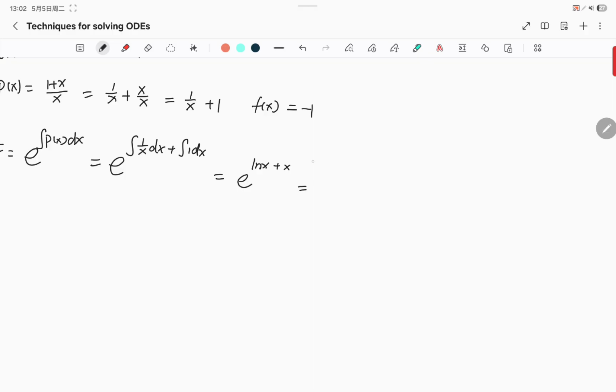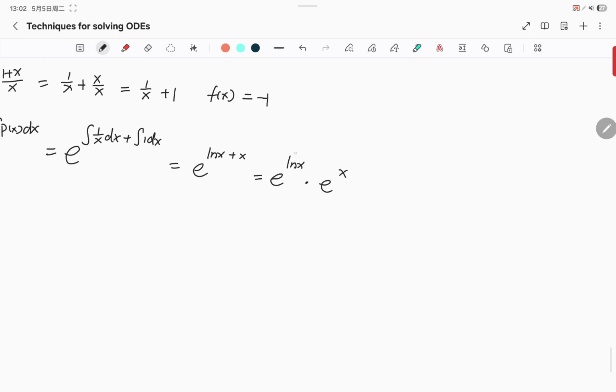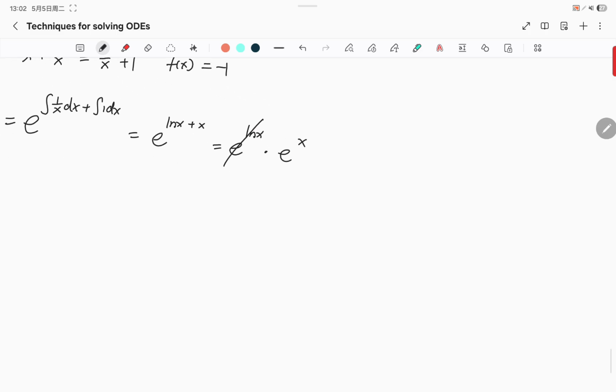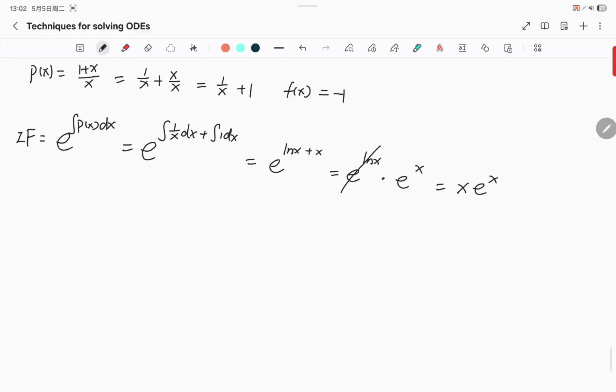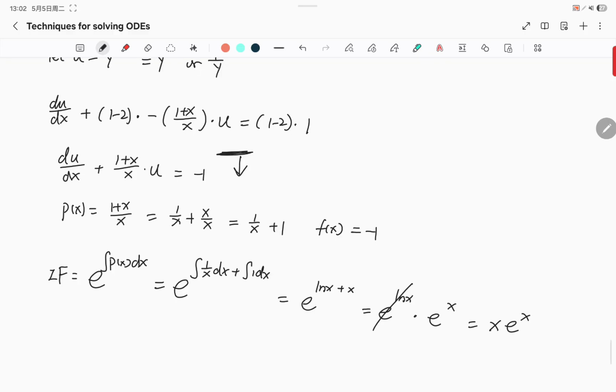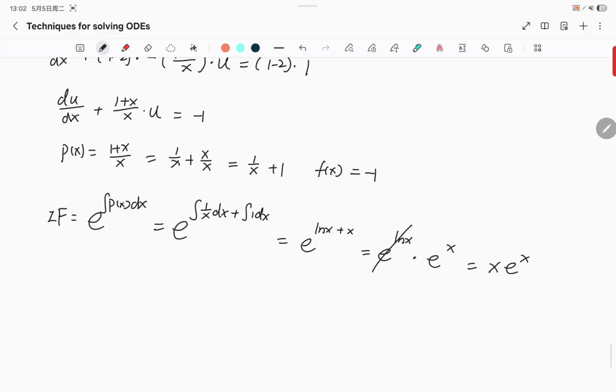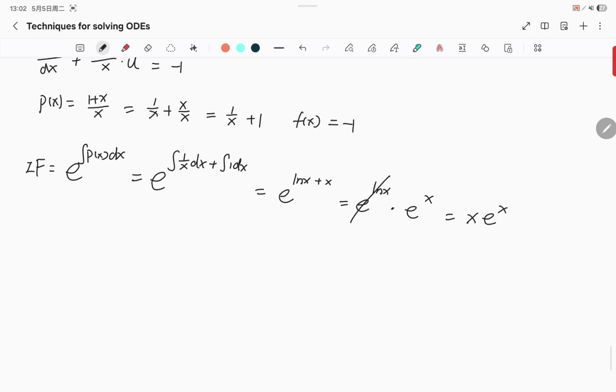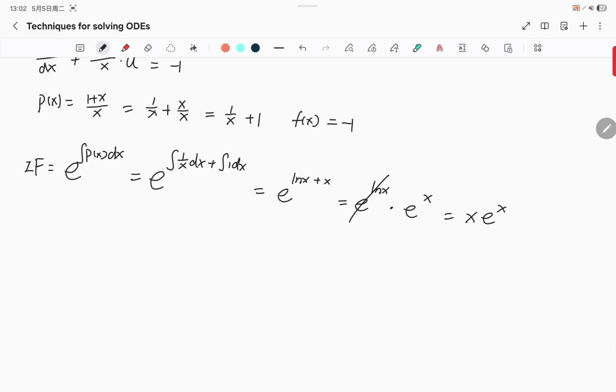And that means if you expand this, e to the ln x times e to the x, and e and ln x cancel out, so I have x e to the x to be my integrating factor. And now, from this step, what comes below is the same as using the linear equation. Same idea, same steps until you reach u is equal to blah, blah, blah, and then you turn u back to y. So now my integrating factor is x e to the x.